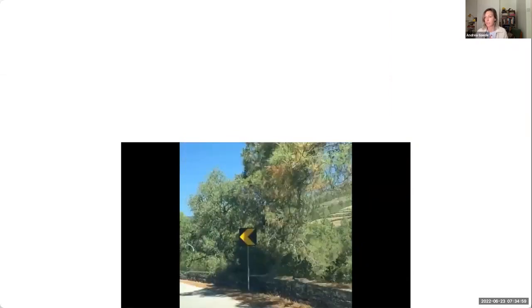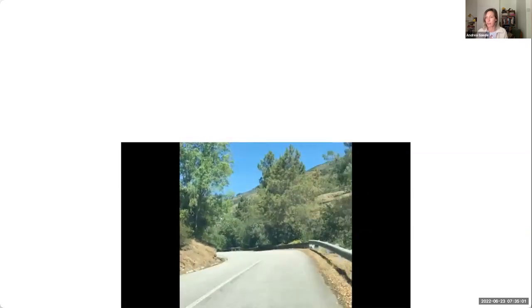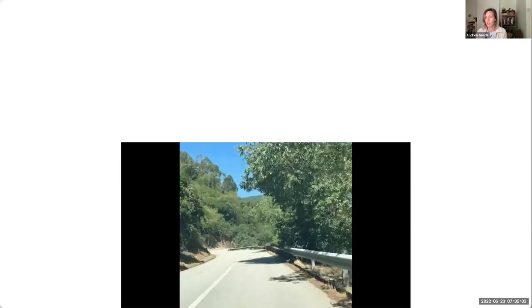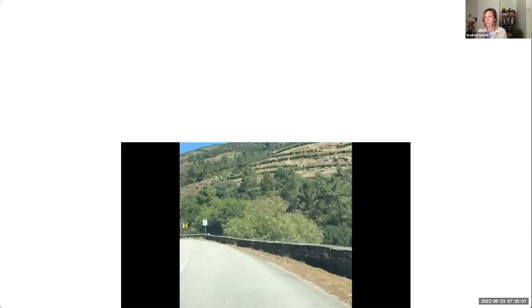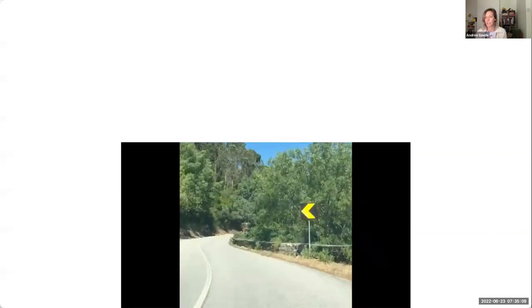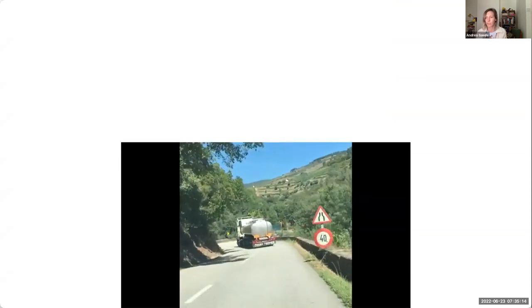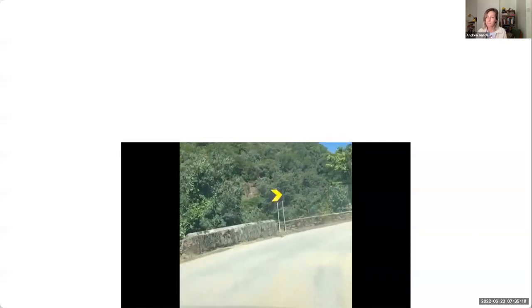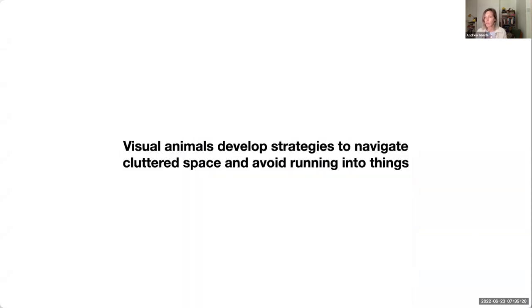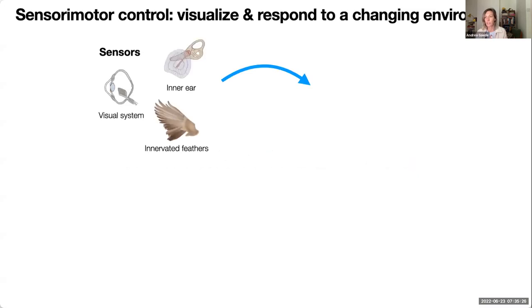Driving is a complex real world task. It requires a lot of perceptual motor and attentional functions, and driving well demonstrates selective visual attention, target interception, obstacle avoidance, and coordination of eye movements in natural settings. So all visual animals have to develop strategies to navigate cluttered space and stay on course.